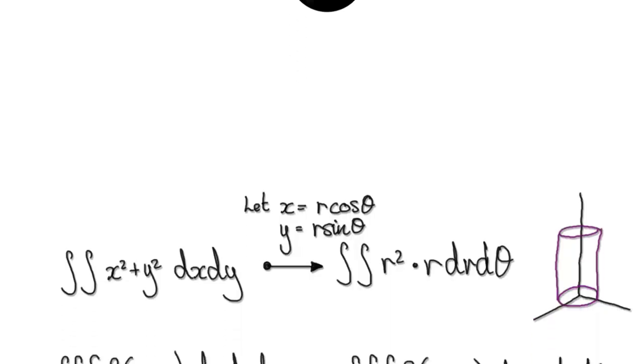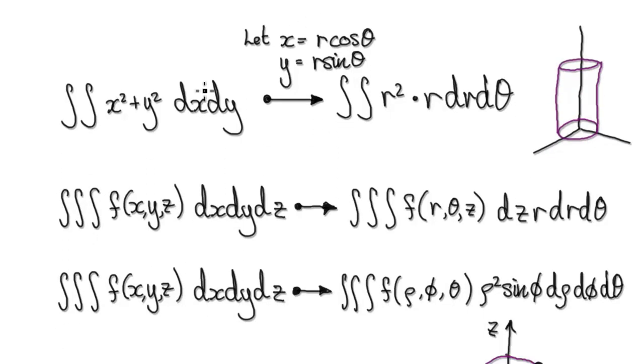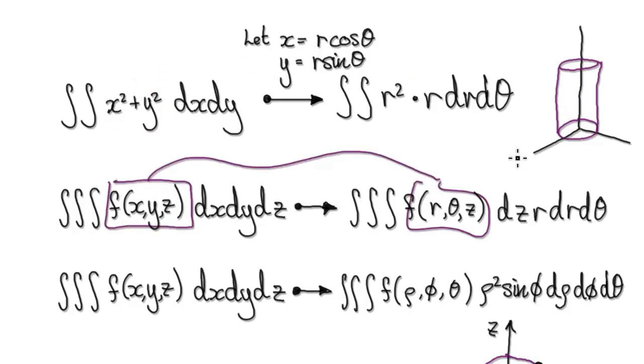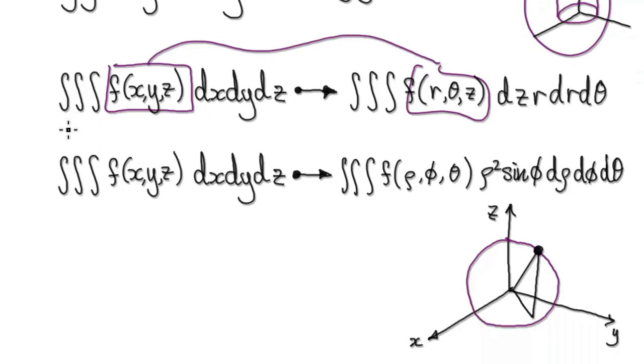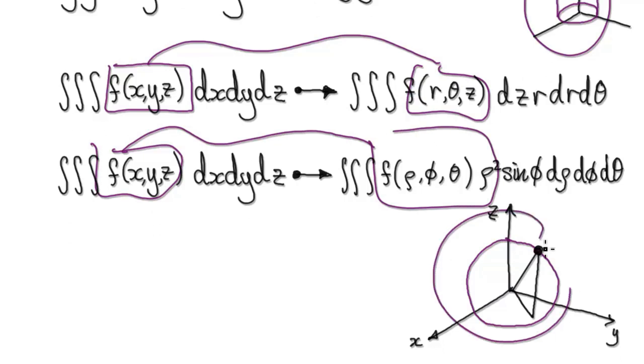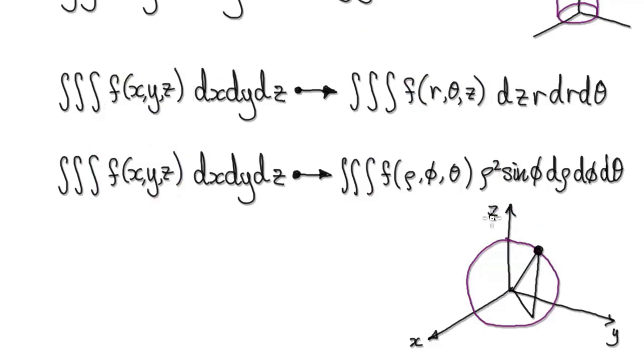We've already seen how converting from Cartesian coordinates into polar coordinates, things become a lot easier to work with. Now we are going to convert from Cartesian coordinates into spherical coordinates, and things become a lot easier to work with.